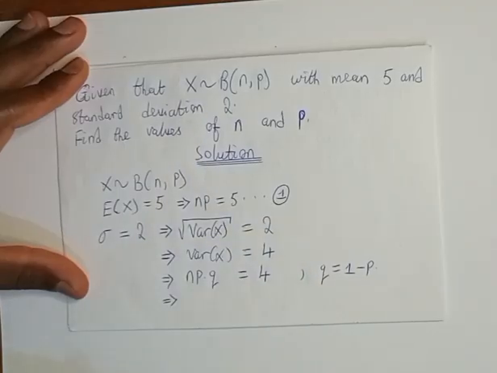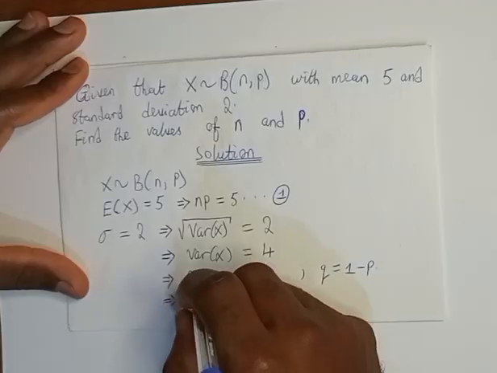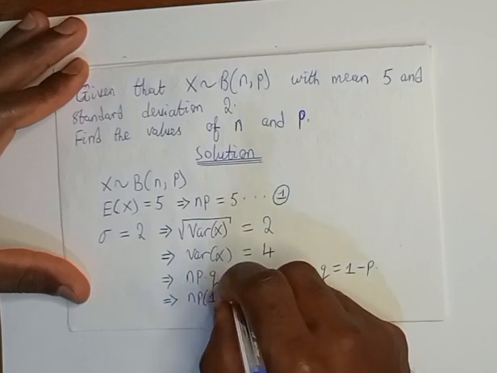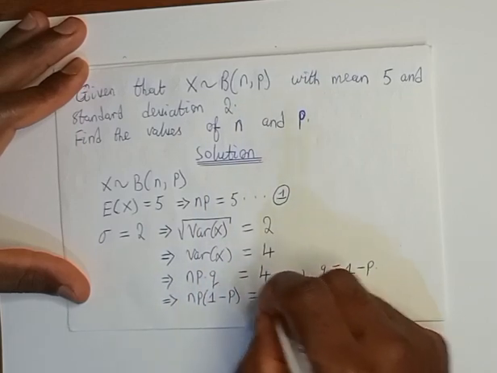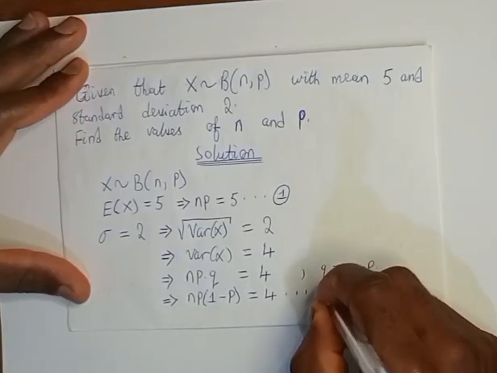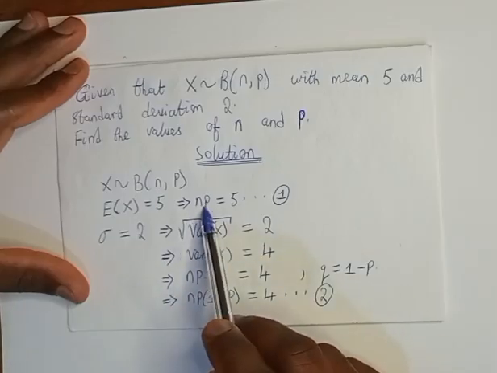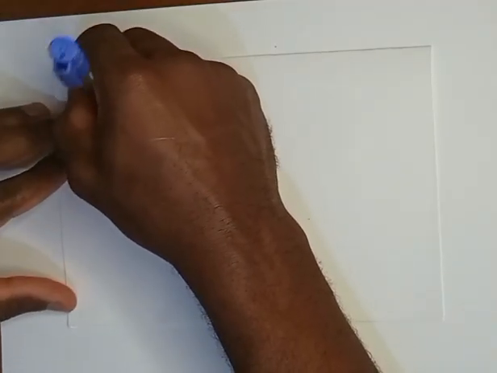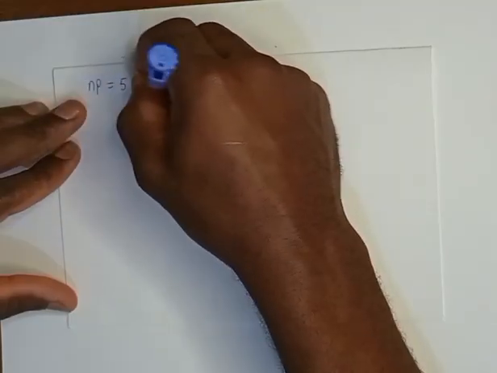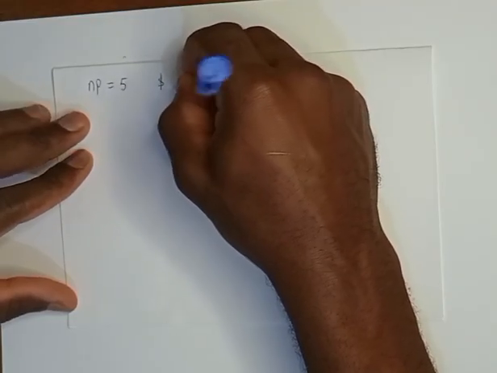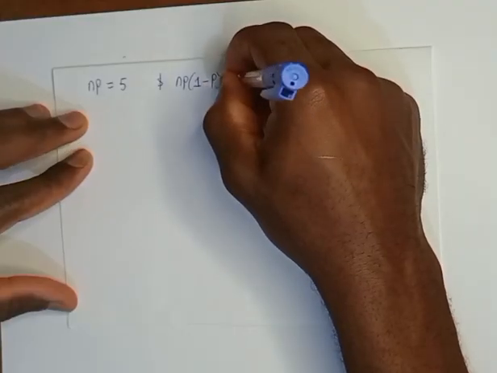Then this will give us np times 1 minus p is equal to 4. We call this equation 2. By making use of equation 1 and equation 2, we can find the values of n and p. Let's write down the pair of equations. For equation 1, we have np is equal to 5, and for equation 2, we have np times 1 minus p is equal to 4.